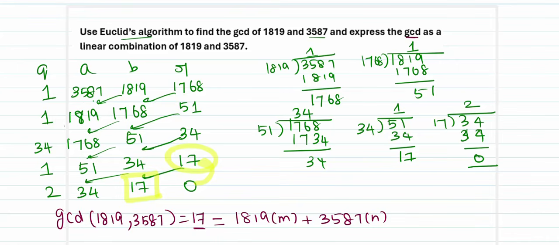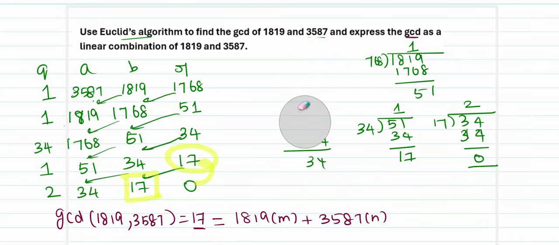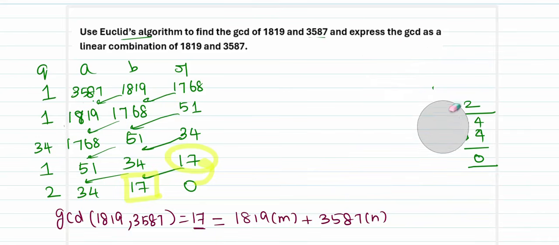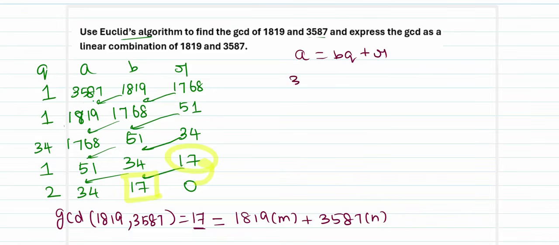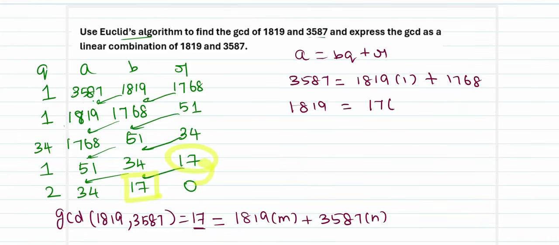I will rewrite it in the correct format using the division algorithm, so that we will be able to retrace this quantity. So what is the format required? A equals BQ plus R. So 3587 will be equal to 1819 times 1 plus the remainder 1768. Second line, A 1819 will be replaced with 1768 times 1 plus the remainder 51.